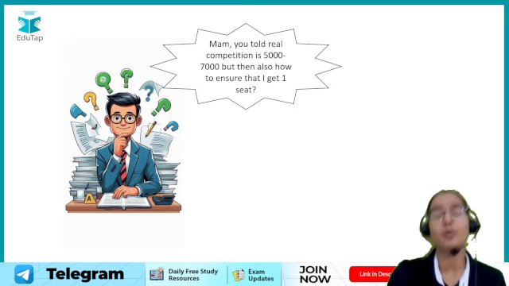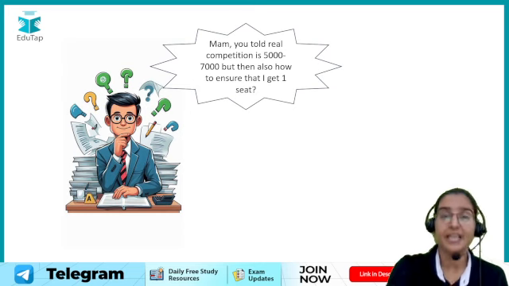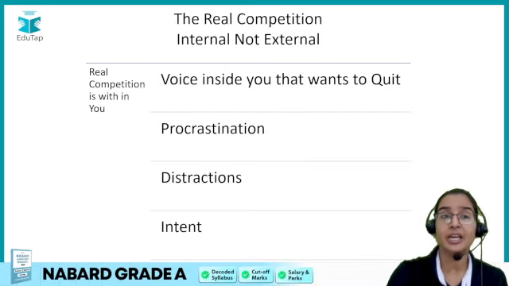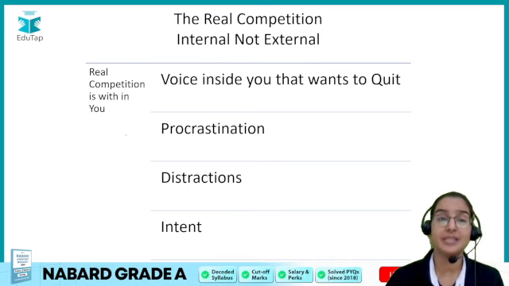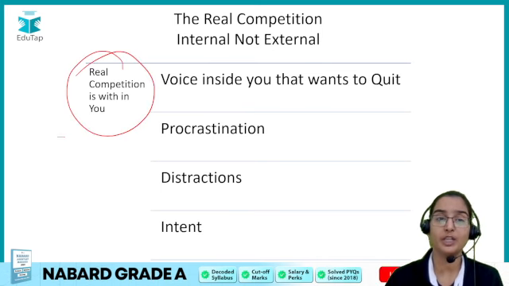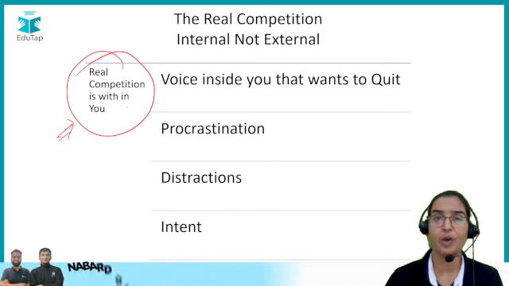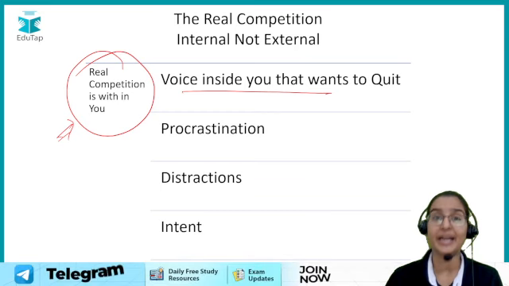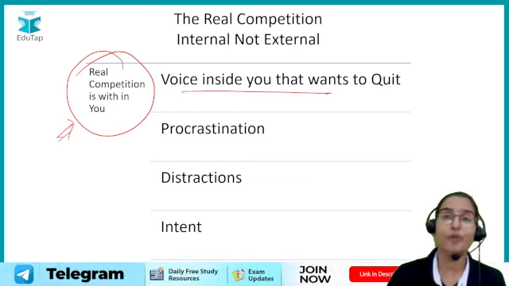Now this is the relevant question. Students, if you really want to ensure that you get the seat, then your focus should not be the people around you or the people with whom you are going to write this paper. The real competition is within yourself. Your real competition is with your own self. Why is that? Because there might be a voice inside you which wants you to quit. You have to compete with that voice, ask it to shut up, and then focus on your paper.